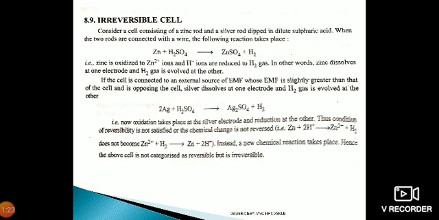We can consider another example, of an irreversible cell, where zinc is placed in sulfuric acid and we get zinc sulfate and hydrogen. So zinc is oxidized to Zn2+ ions and H+ ions are reduced to hydrogen gas. In other words, zinc dissolves at one electrode and hydrogen gas is evolved at the other. If the cell is connected to an external source of EMF slightly greater than that of the cell and opposing the cell, then silver dissolves at one electrode and hydrogen gas is evolved at the other. So you can observe that 2Ag plus sulfuric acid gives rise to Ag2SO4 plus hydrogen.